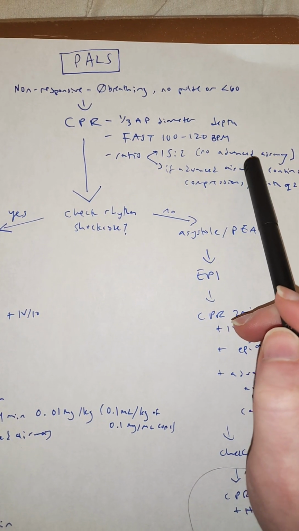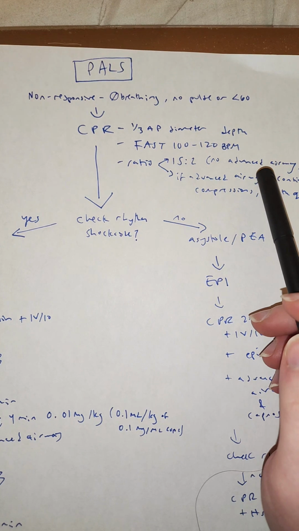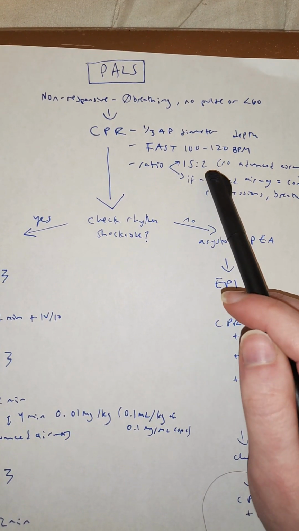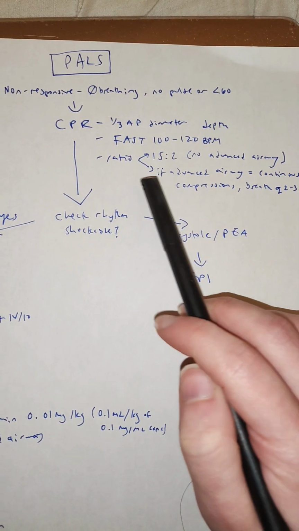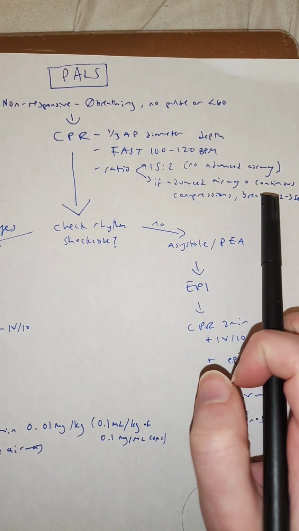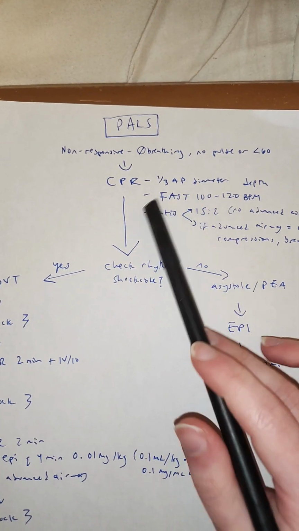An advanced airway is something like a supraglottic airway or endotracheal intubation. If you don't have that, you're doing 15 to 2, because it's very important for them to get respirations. But if you do have an advanced airway, then you just do continuous compressions. There's no ratio. It's just constant CPR, and you give them a breath every 2 to 3 seconds. So that is the difference in CPR.